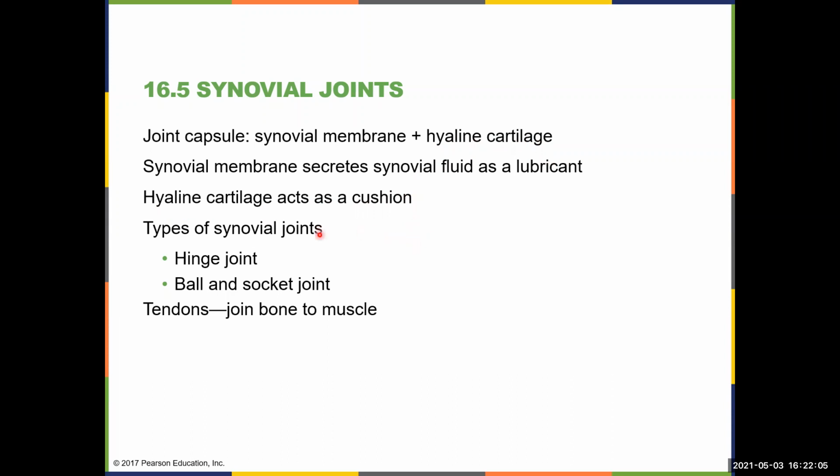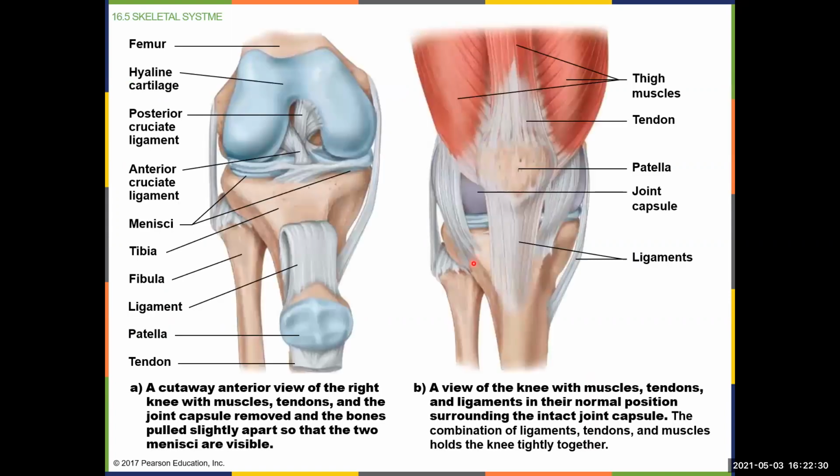There are two types of synovial joints within our body. You can have a hinge joint, which again is our knees and our elbows, and then you have a ball and socket joint, which is our shoulders and our hips. Okay, and in these jointed areas, you also have connective tissue known as tendons that are joining bone to muscle. We have an image of that here.